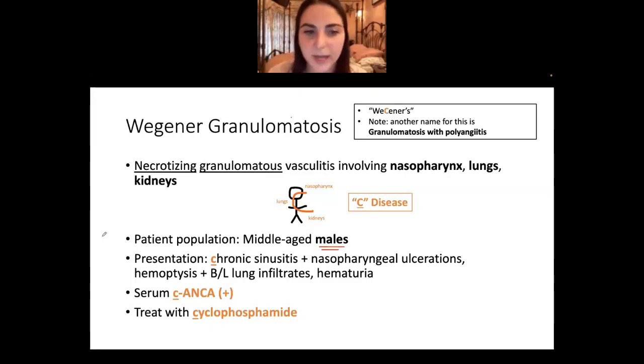Again, this is a vasculitis of these different organs. So you can imagine how it's going to present. If I have inflammation of the sinuses and the nasopharynx, that's how it's going to present. If I have inflammation of the vessels in the lungs, I might be coughing up some blood. And same thing, if I have inflammation of the vessels in the kidneys, I might have hematuria.